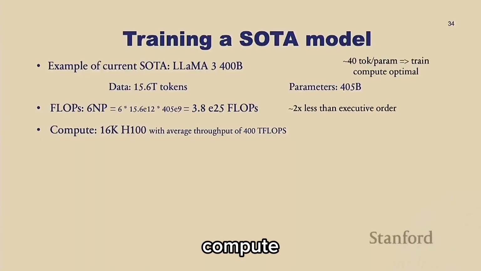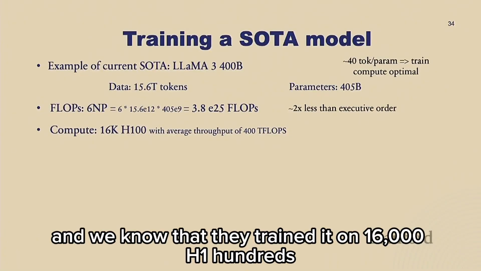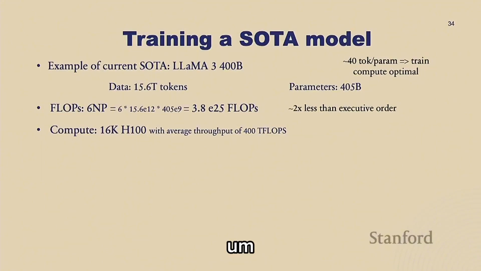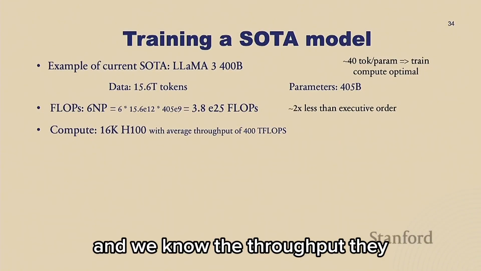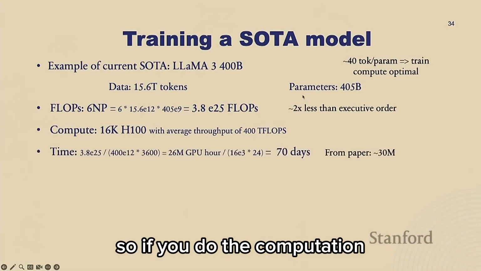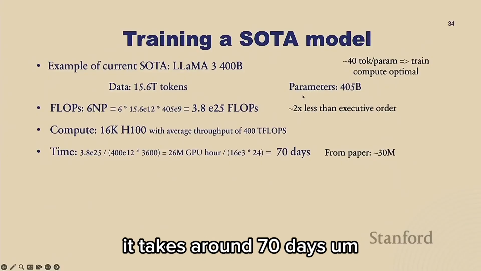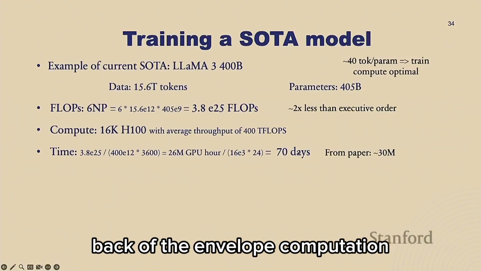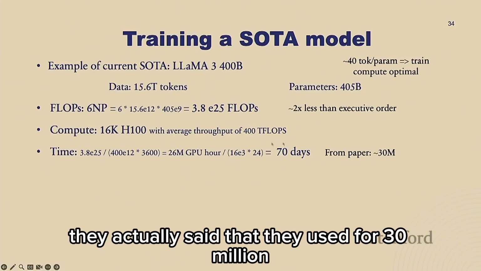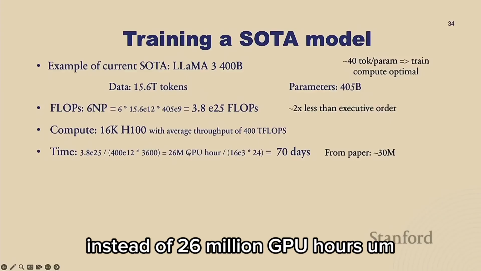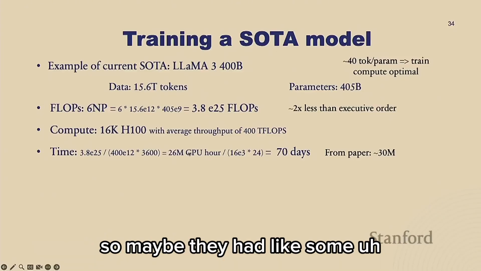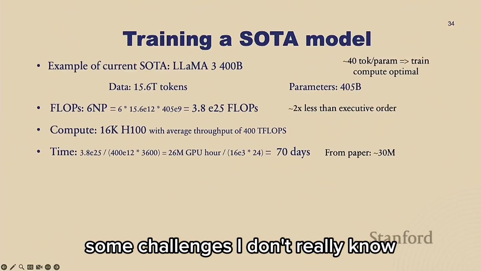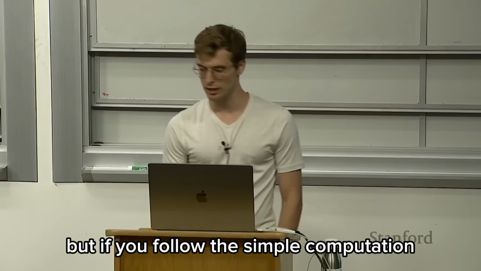Okay. Compute, we know that they trained it on 16,000 H100s, and we know the throughput they set it to. So if you do the computation, it takes around 70 days, or 26 million GPU hours. At least that's with my back of the envelope computation. They actually said that they used 30 million instead of 26 million GPU hours. So maybe they had some challenges. I don't really know. But if you follow the simple computation, it's around 70 days.